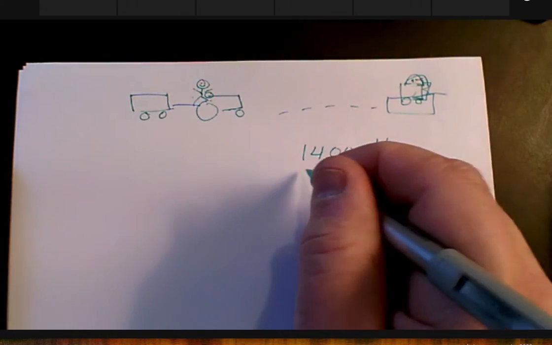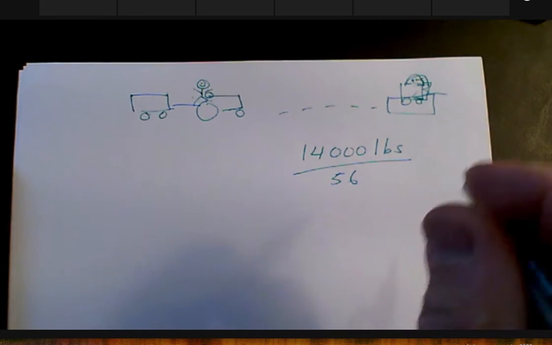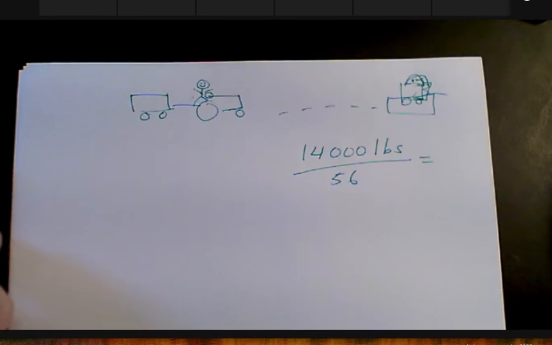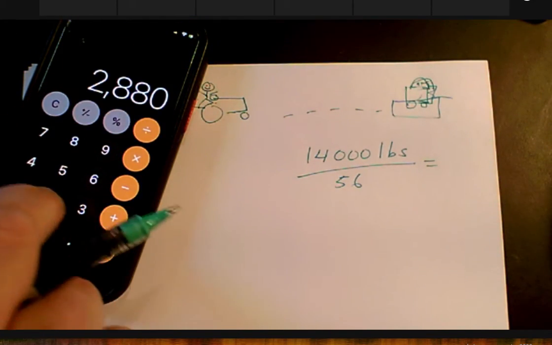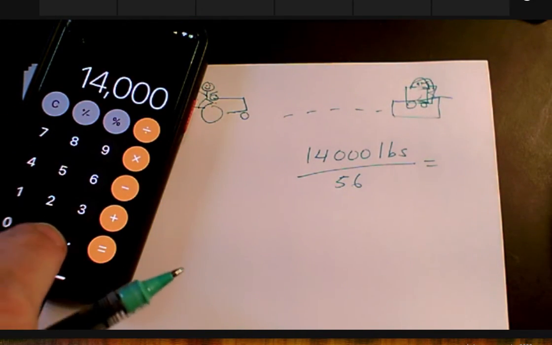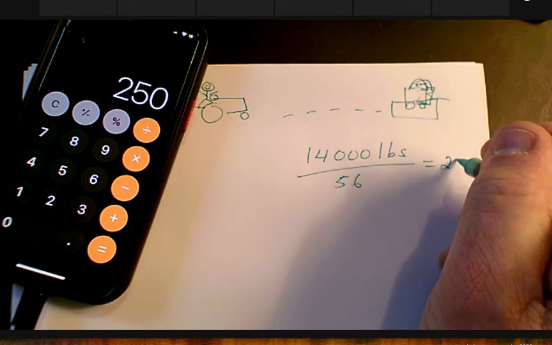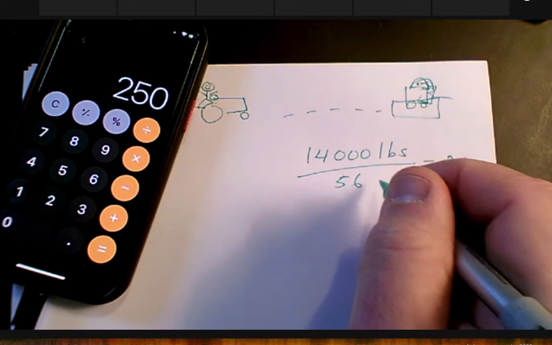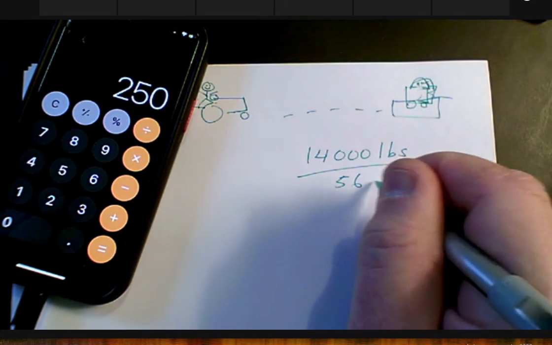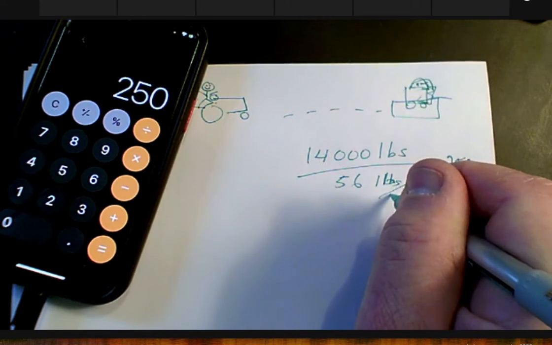Then we would divide that by 56. So 14,000 divided by 56 is 250. The reason we divide is because there's this many pounds per bushel.